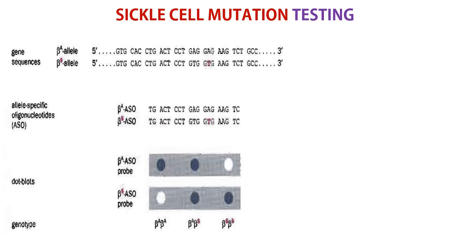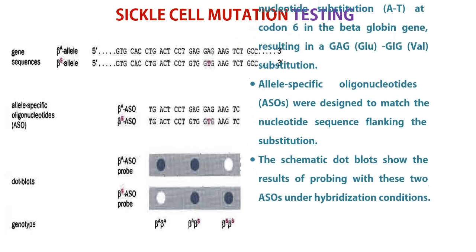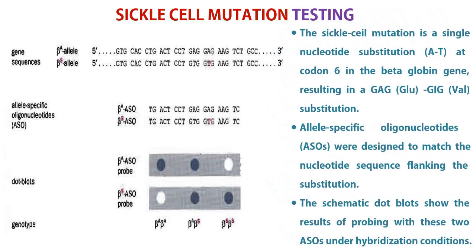Sickle cell mutation testing. The sickle cell mutation is a single nucleotide substitution, A to T, at codon 6 in the beta-globin gene, resulting in a GAG (Glu) to GTG (Val) substitution. Allele-specific oligonucleotides, ASOs, were designed to match the nucleotide sequence flanking the substitution. The schematic dot blots show the results of probing with these two ASOs under stringent hybridization conditions.